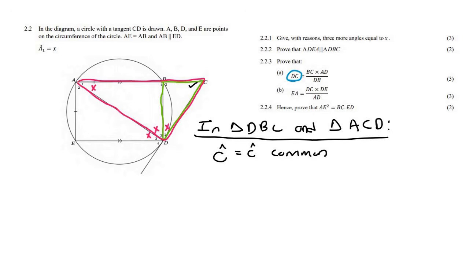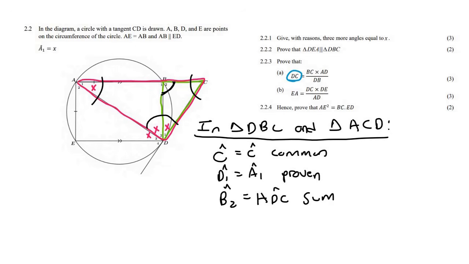So that's that. Then angle D1 is equal to angle A1. That was already proven earlier, so we can just say proven. And then the only other angle that we haven't used in the green one is B2. I'm not saying that it's 90, sorry, I made it look like that's 90. I'm saying this one is the same as the other angle that we haven't used in the pink one. So we've used this one in the pink one, and we've used this one, but we haven't used this one. So that's going to be angle ADC, and that's just because of sum of angles in a triangle.